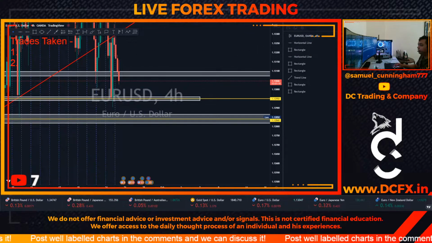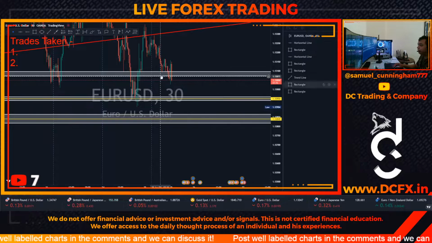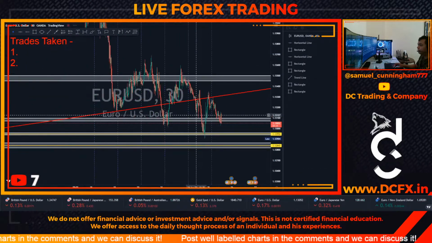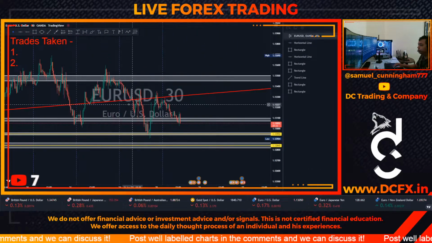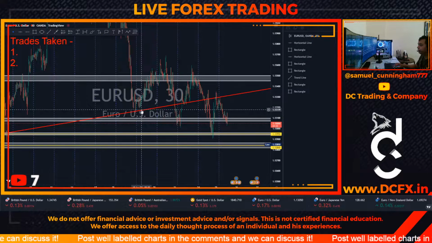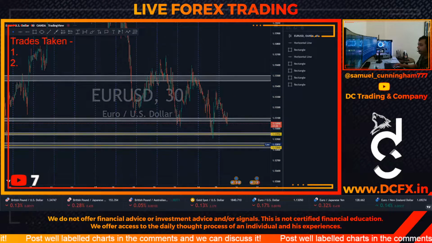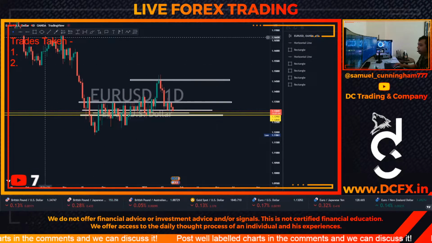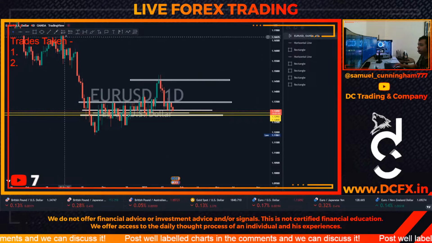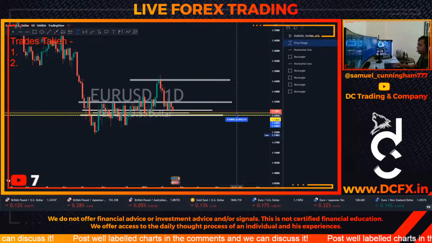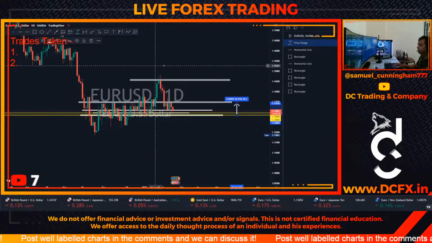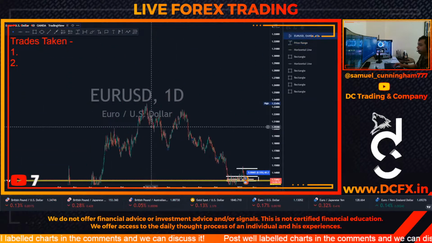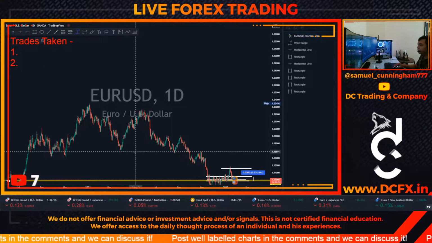Let's go down to the 30-minute time frame. The ranges on Euro USD right now are just too small, I'm not gonna lie. We really need to see this open up. Let's just see, what is this daily range on Euro USD? Around 60 pips.